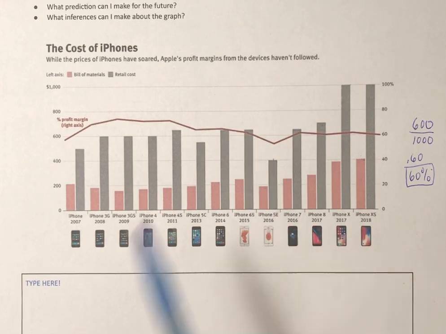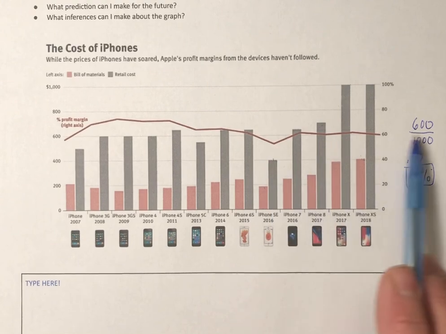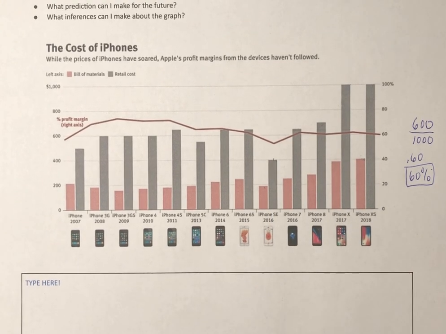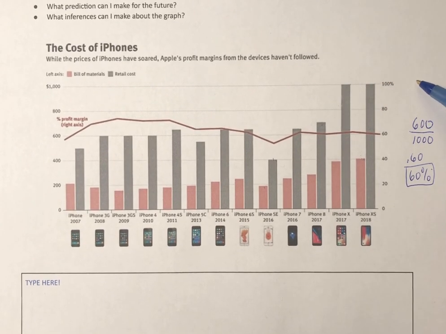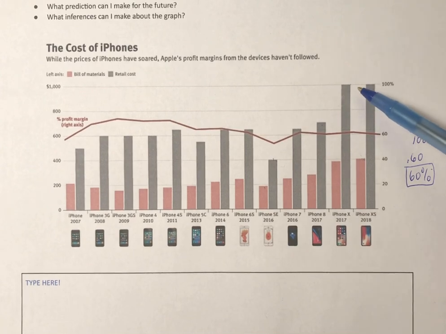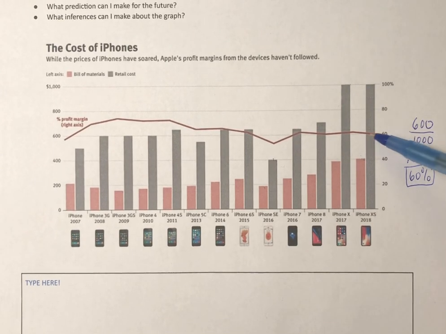Now, predicting into the future, I think you could make a couple of predictions. You could say one is that phones are really getting more expensive. I think you could also say that the profit margin probably will stay around 60%.